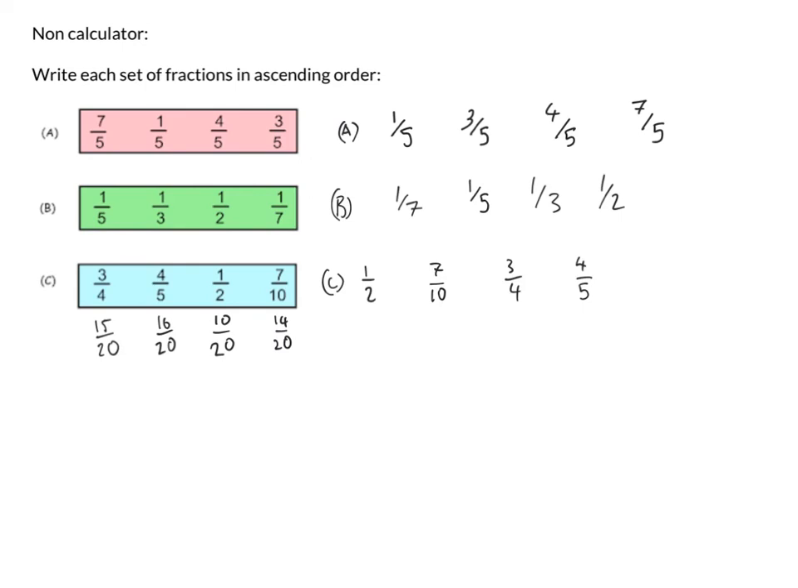So in some cases we are forced to give them same denominators, but in other cases like A, which you would probably have spotted, but B as well, we're able to order them by carefully considering them.